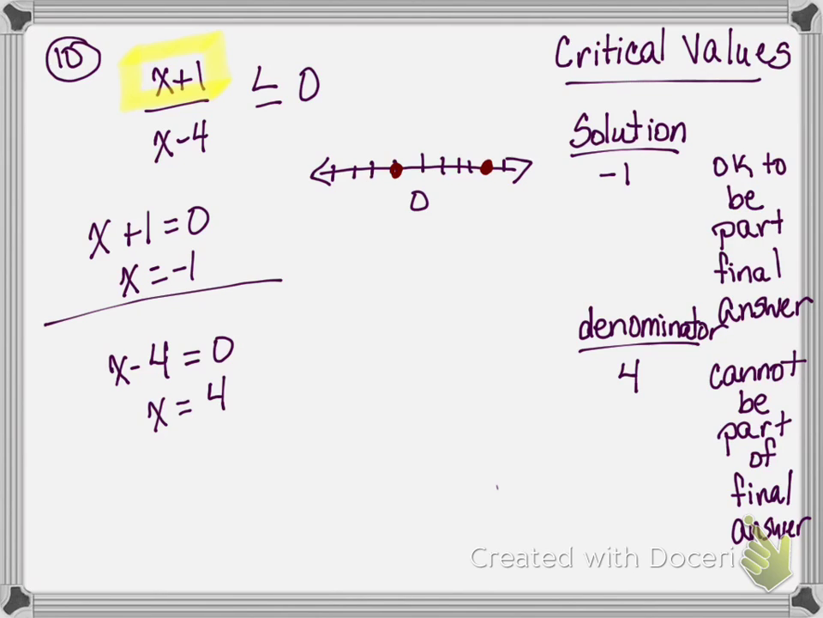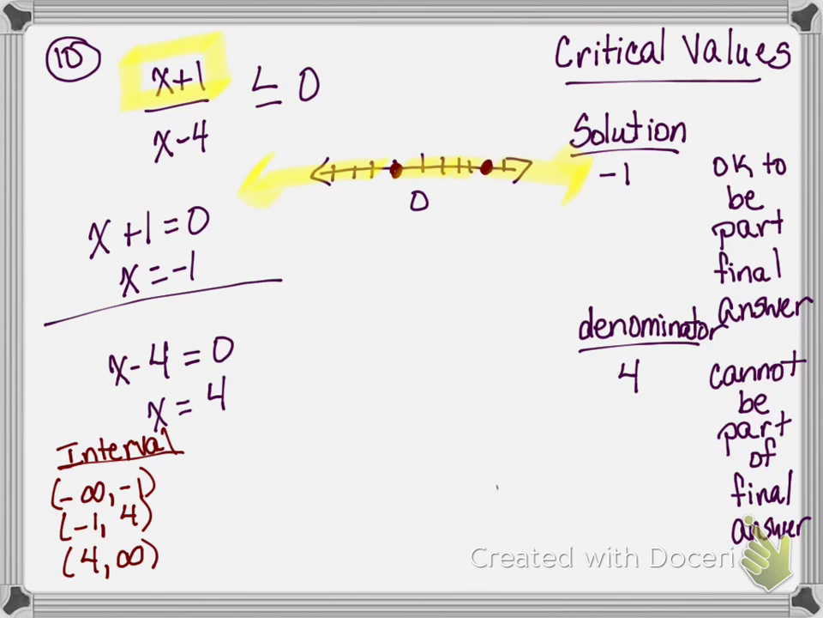So now I'm going to determine my intervals. My first interval would be this whole area right here, and that would be -∞ to -1. That's my first interval. So my second interval is between these two values right here. So that is -1 and +4. I am going to make that my second interval. And my third interval is this area right here. So that is going to be +4 to infinity.